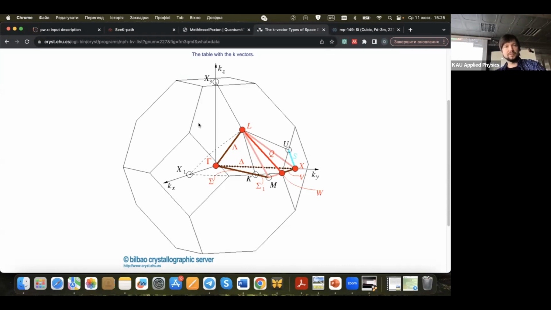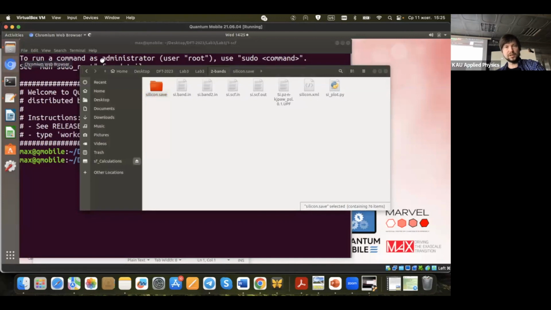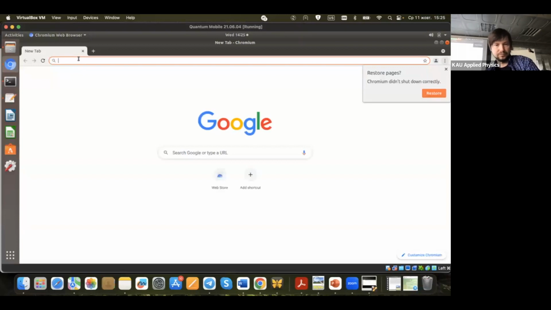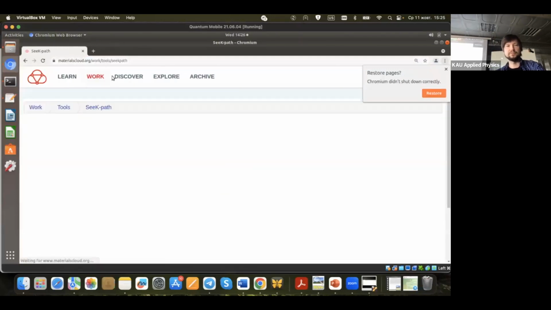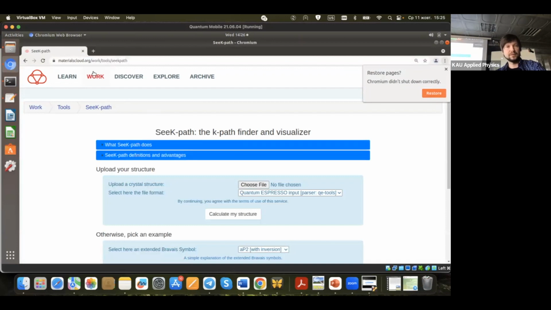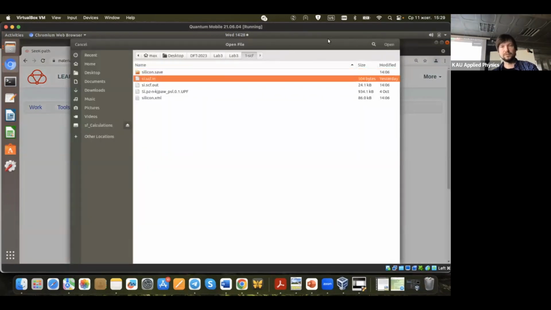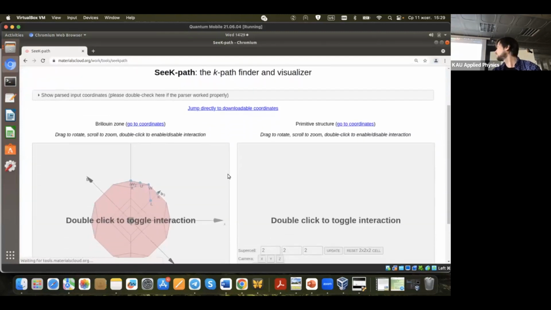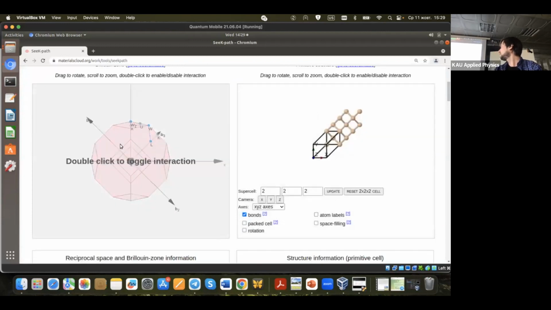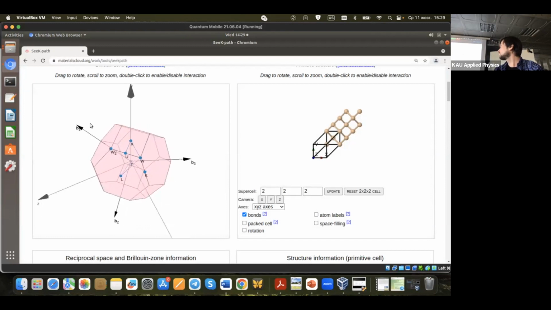And we have another usable tool called SCF-pass. I will show you how it works. Last time I showed you SCF-pass, and I open it in my virtual machine. Here is our structure, and here is our Brillouin zone.